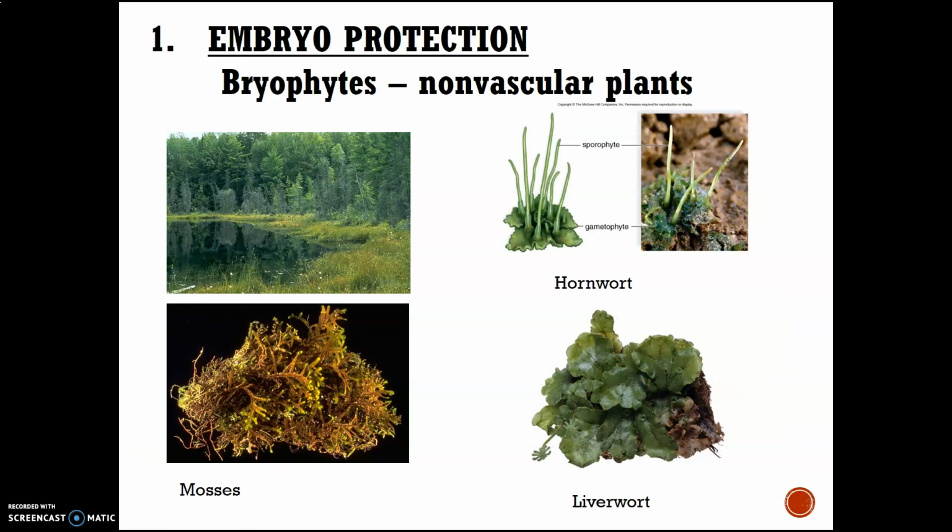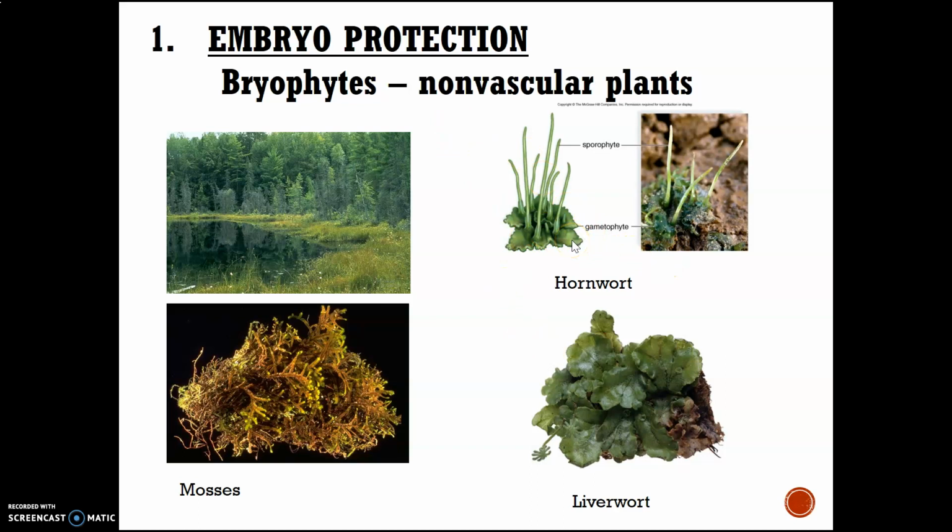So our first innovation was embryo protection. Plants developed spores that were able to persist long enough in the terrestrial environment that they could produce new plants. The simplest of plants are the bryophytes. These are non-vascular plants. That means that they don't have any transportation system within them to transport water or nutrients. They can only be maybe a little less than 2 inches tall because they rely on wicking to transport water and nutrients to their tissues.